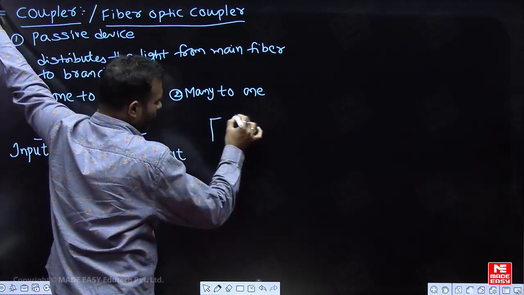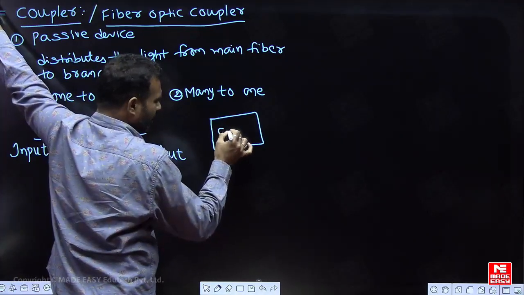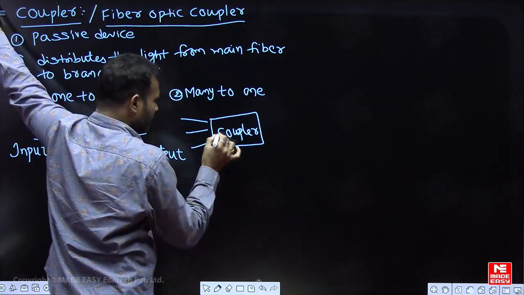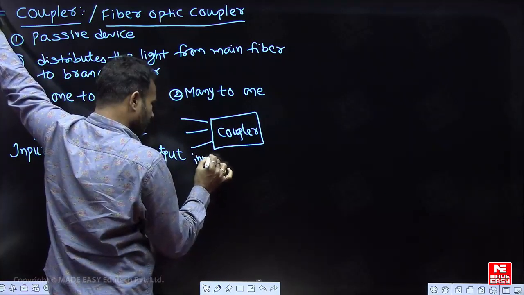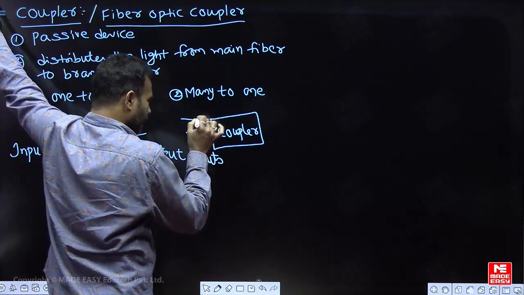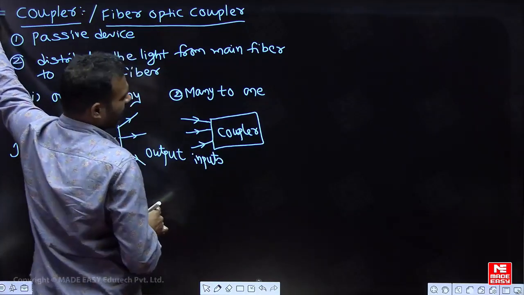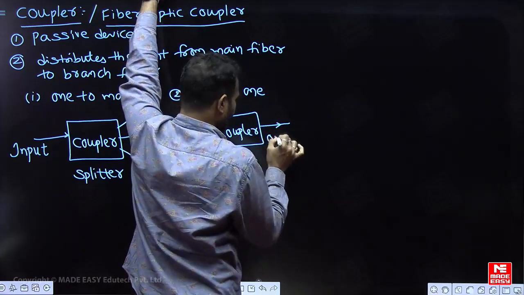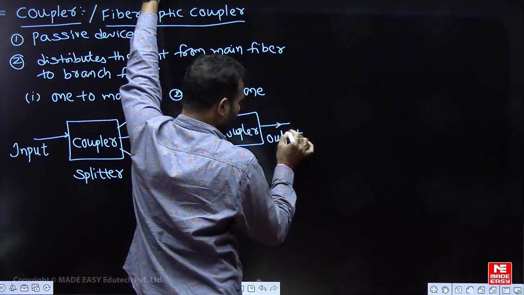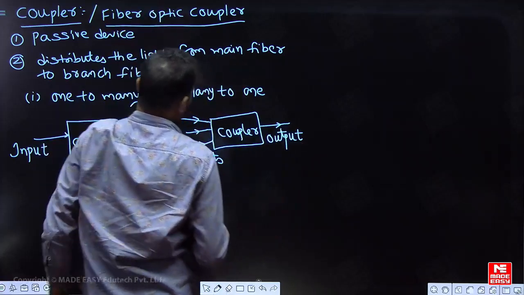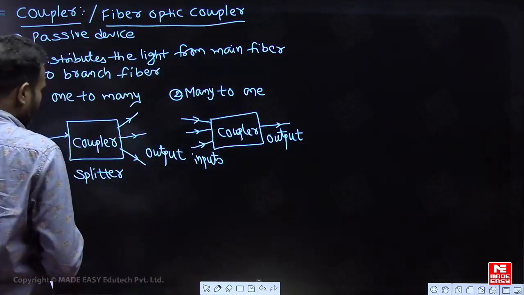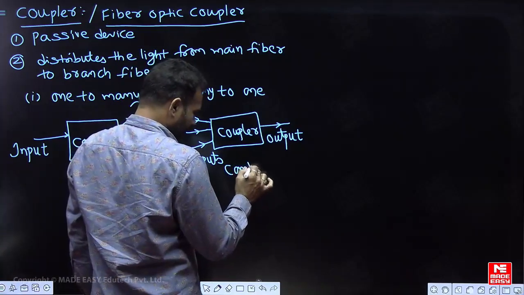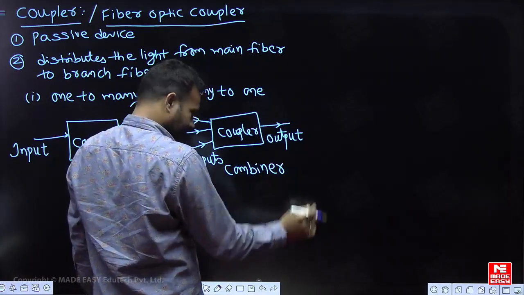Next one is called many to one. The many to one coupler is completely opposite. We have many inputs, all of these are inputs. From many source fibers we convert them into only one output. This is called a combiner.